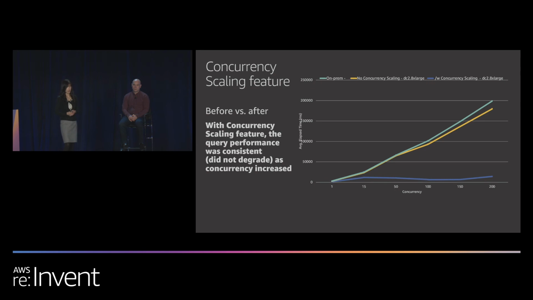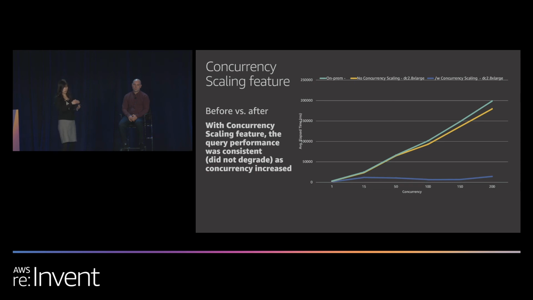Now here's another look at the concurrency scaling features. This time we narrow down to one particular workload. What I'm trying to show here is that we have the on-premise performance, and then we have the Redshift performance, and Redshift with the concurrency scaling feature enabled, which shows as the blue line at the bottom. And we run our workload execution from 1 to 200 concurrencies.